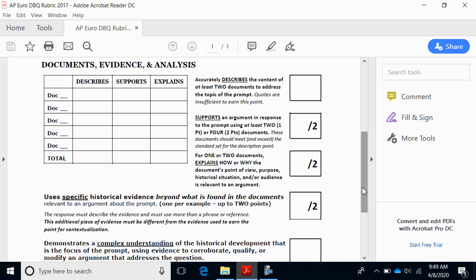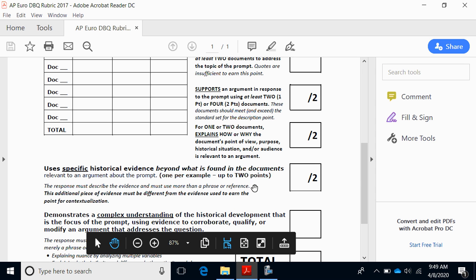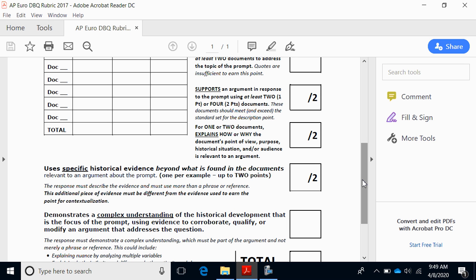So there you go. Now this is something new that they've added to the DBQ just for this year only. You have to have 2 specific examples of historical evidence beyond the documents. And it has to be relatable, okay?